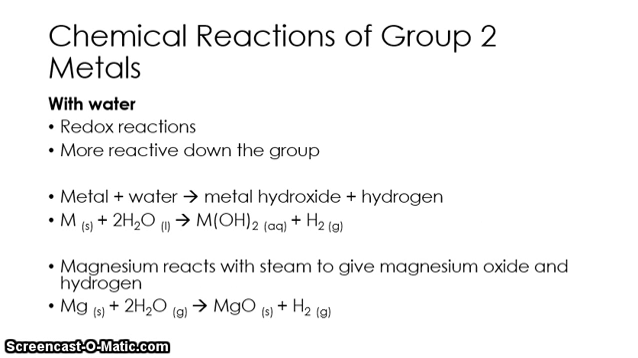As well as the physical properties, you need to know the chemical reactions of group 2 metals. Group 2 metals react with water, and these are redox reactions, because the metal goes from being an element with a 0 oxidation state to being a metal ion, a cation with a +2 charge. So it has lost electrons, therefore it's been oxidized.